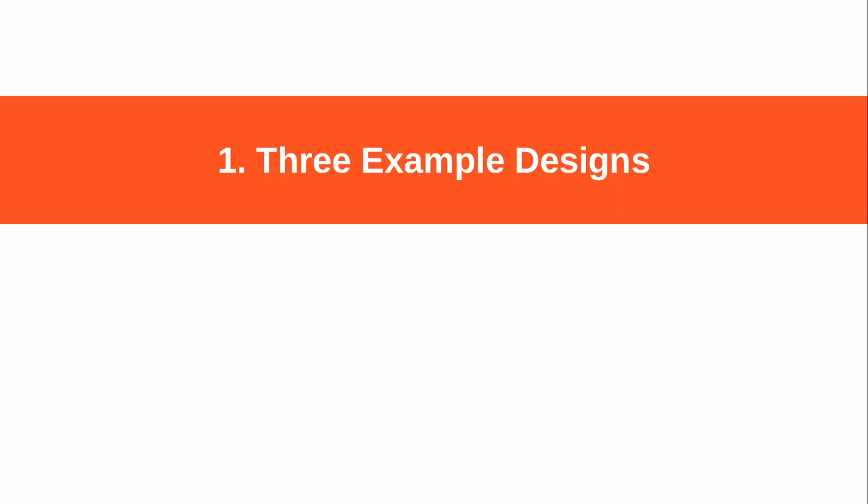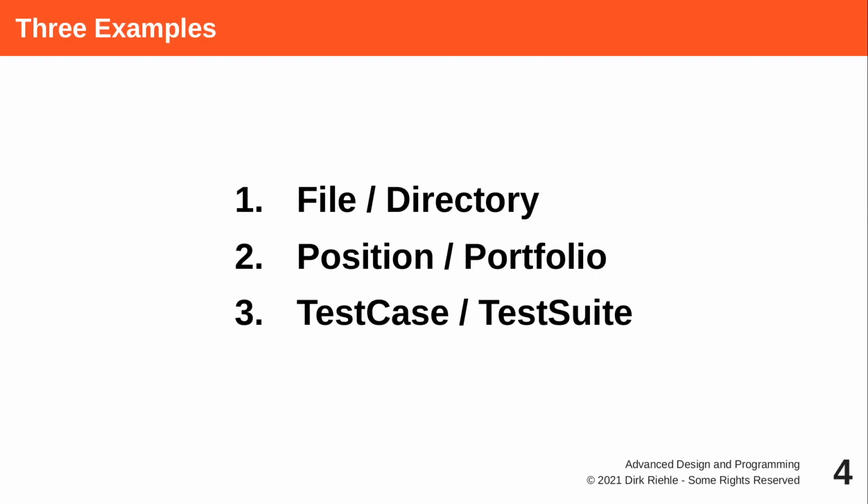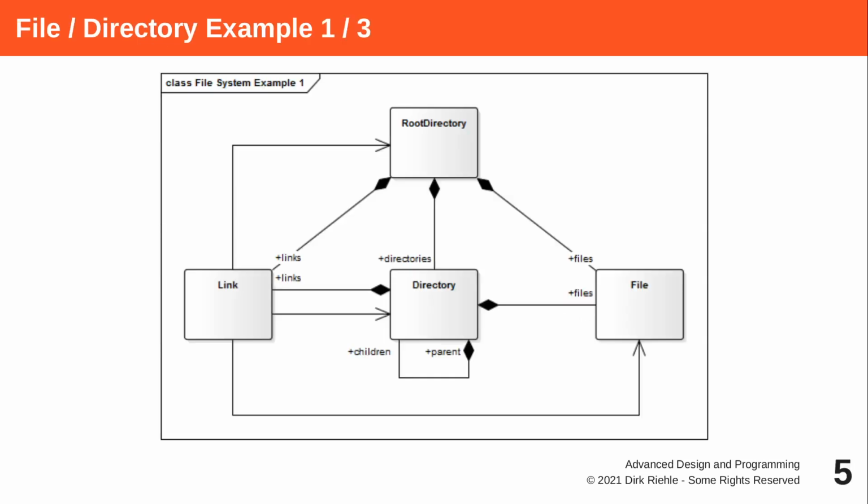Let's start with a couple of examples. So I will first talk about the classic file system hierarchy, so directories or folders and files, and how to design that. If you start out and your task is to provide or develop an object-oriented model of a directory structure, folder structure, it might look like this.